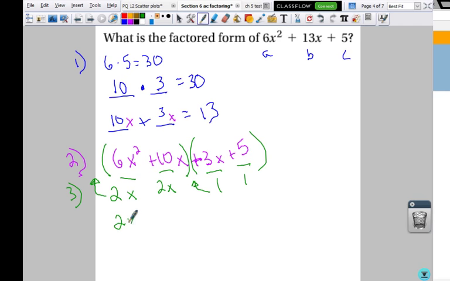Okay, and we're going to toss these in front here. So I took out a 2x, and then I have to go through and start dividing. So I have 6x squared divided by 2x. Adelia, what's 6 over 2? 3. And what's x squared over x?